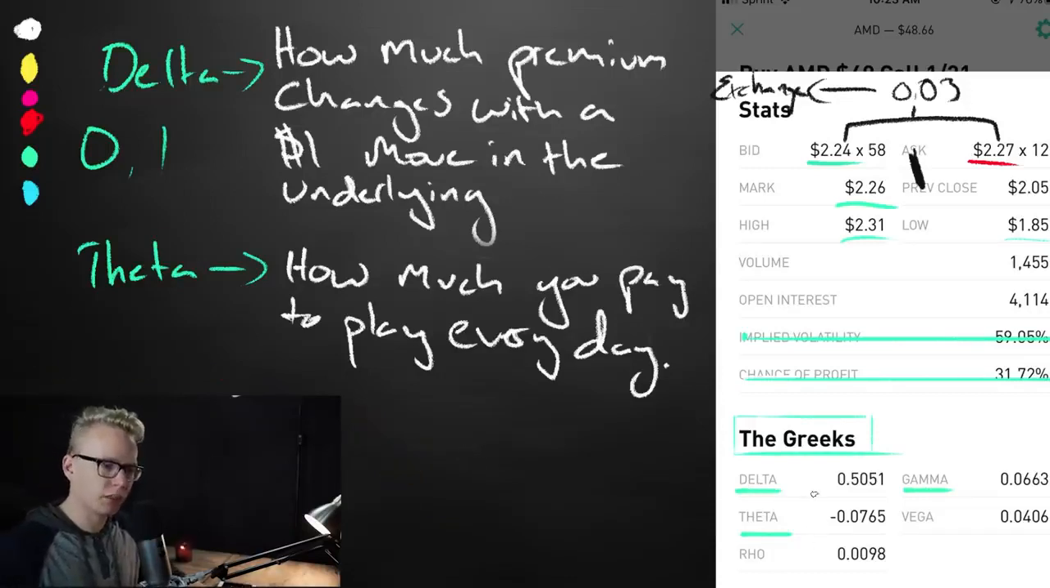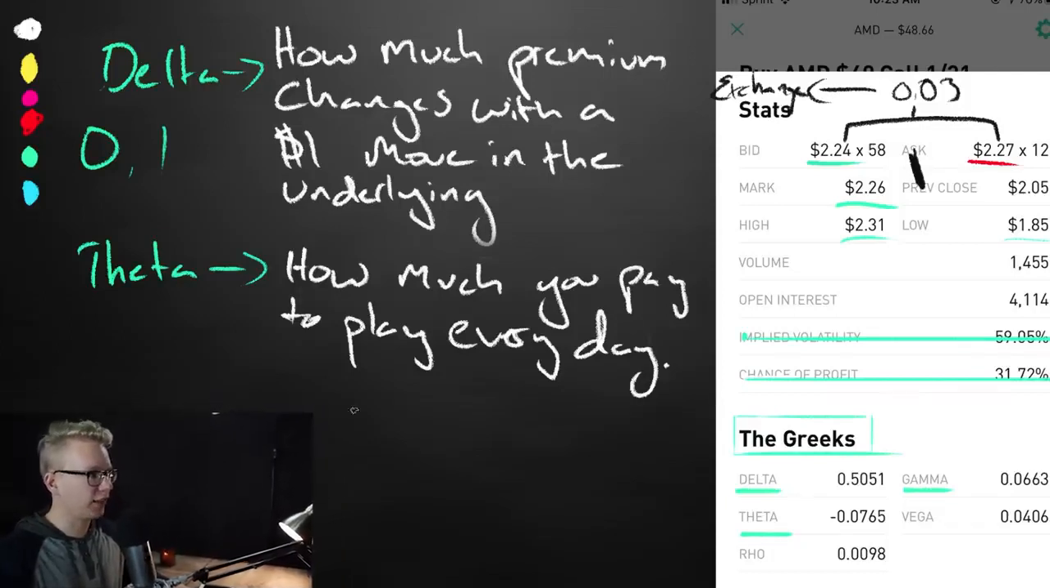Okay, so delta: how much the option's premium changes given a $1 move up or down in the underlying stock. Gamma: how much delta changes given that same $1 move. So delta changes by a factor of gamma. With a call option, the more in the money, the closer to 1 delta is going to be. The more out of the money, the closer to 0 it's going to be.